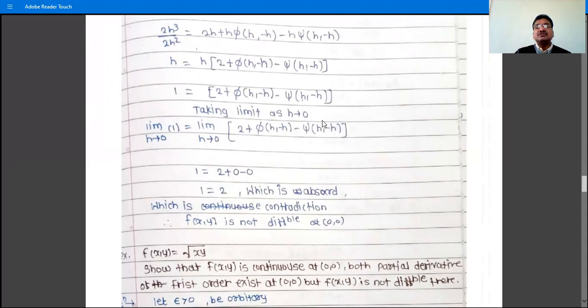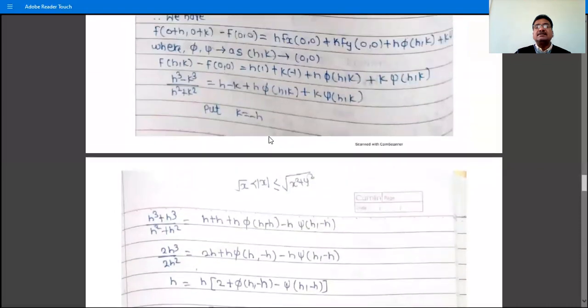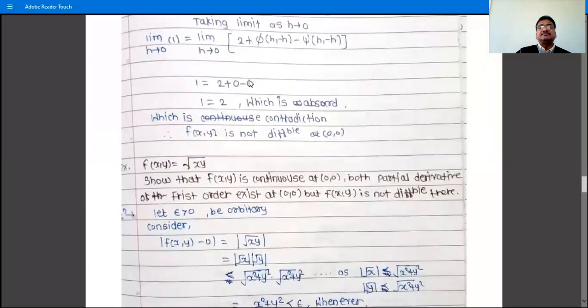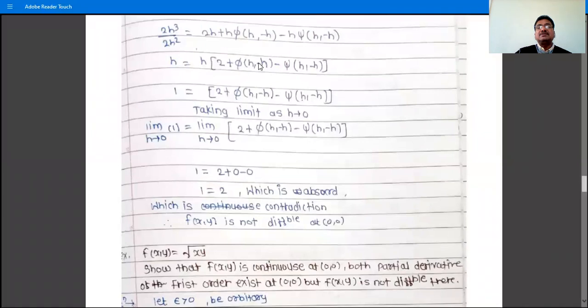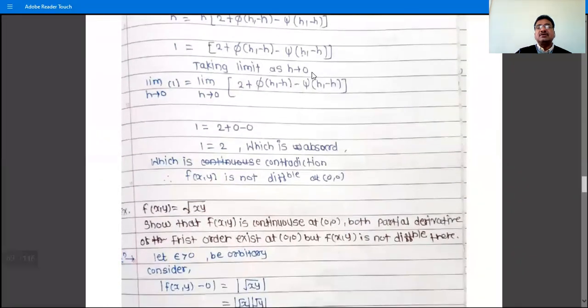Taking limit as h tends to 0 of both sides. So limit h tends to 0 of 1, limit h tends to 0 of right side. The limit of 1 as h tends to 0 is 1 itself. Limit of 2 is 2. Limit of phi minus h is 0 as h tends to 0. And the limit of phi and psi tends to 0 as (h,k) tends to 0. By substituting k equal to minus h, it becomes a single variable function with h tends to 0. That's why the limit of this function is 0, limit of this function is 0.